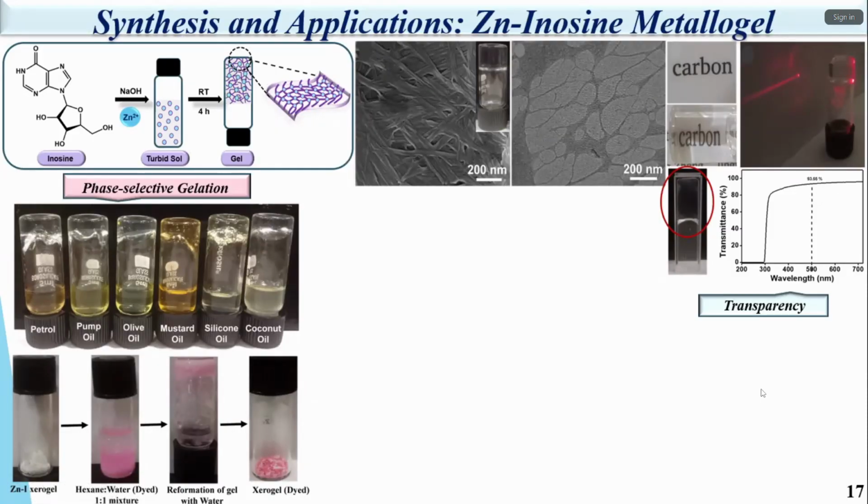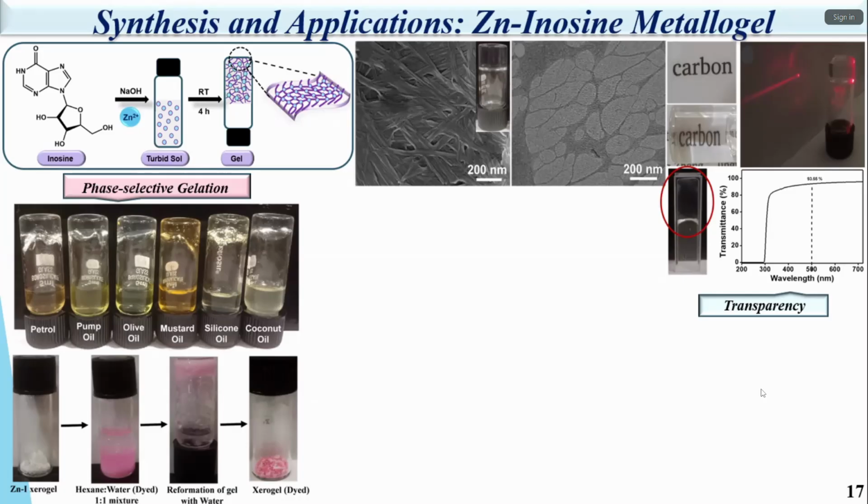So when this zinc ionosine zero gel was added to a mixture containing dye and water, as we can see here, dye and water. And when the zero gel was added to a mixture containing water, lime water, and hexene.